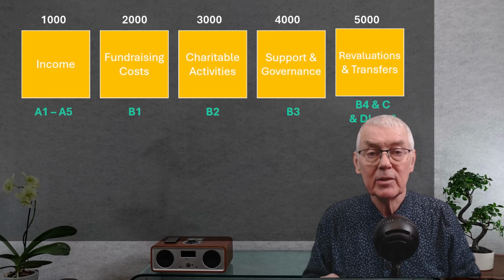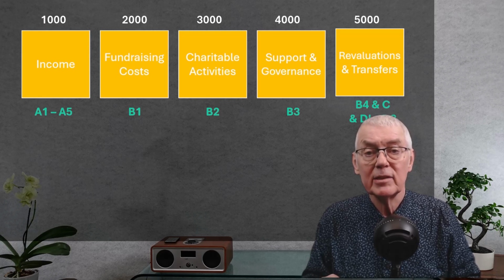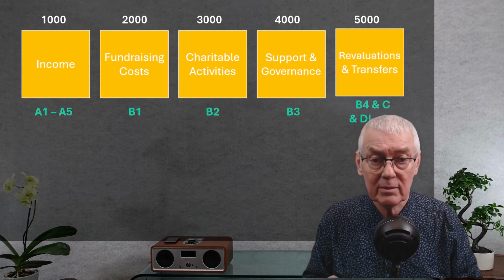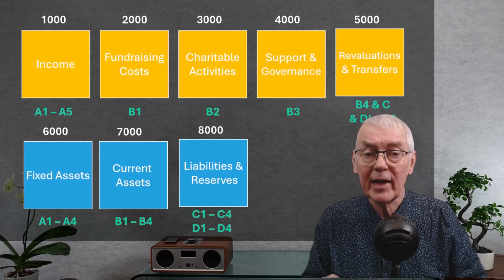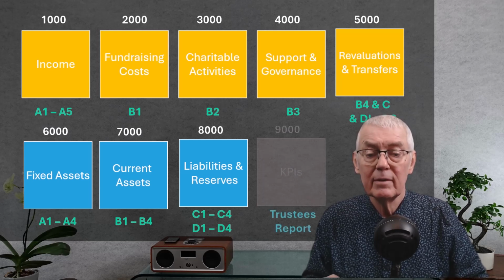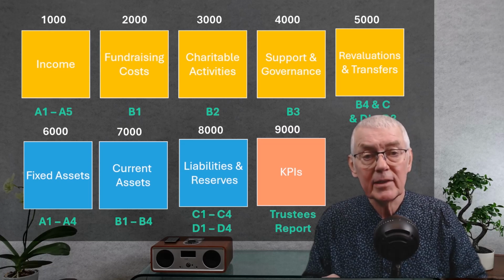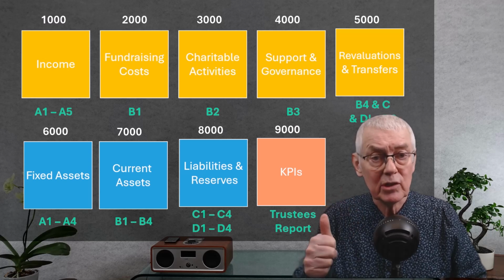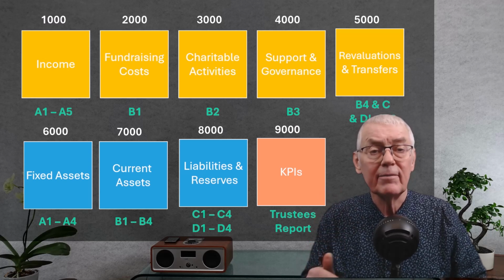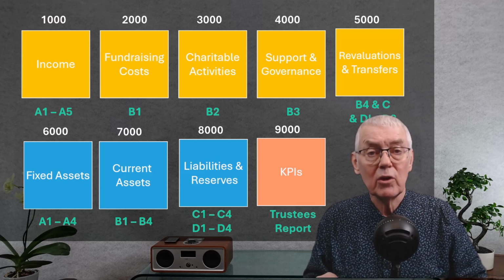Each of the big numbers follows a natural break in the SORP classes, and every item mentioned in the 2026 SORP is referenced in the Eden chart of accounts. The balance sheet section follows, again with natural divisions. Finally, we've reserved the 9000s for KPIs. The trustees report requires 3 sets of KPIs: social impact, volunteer time, environmental, social and governance metrics. These can be recorded using nominal codes as well.